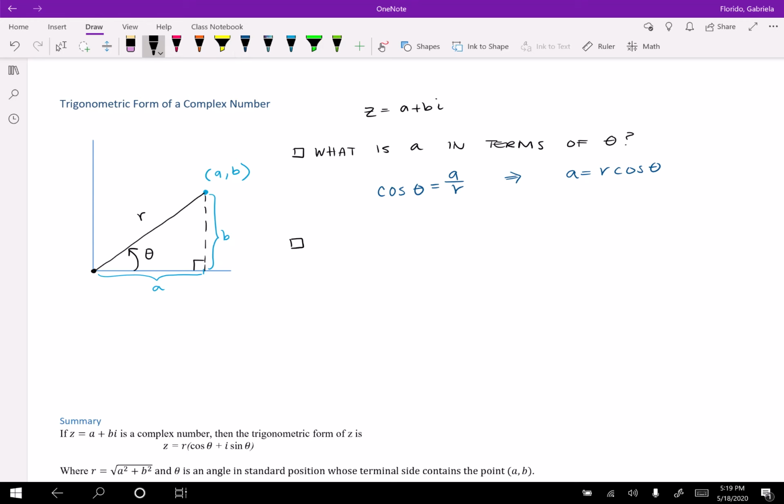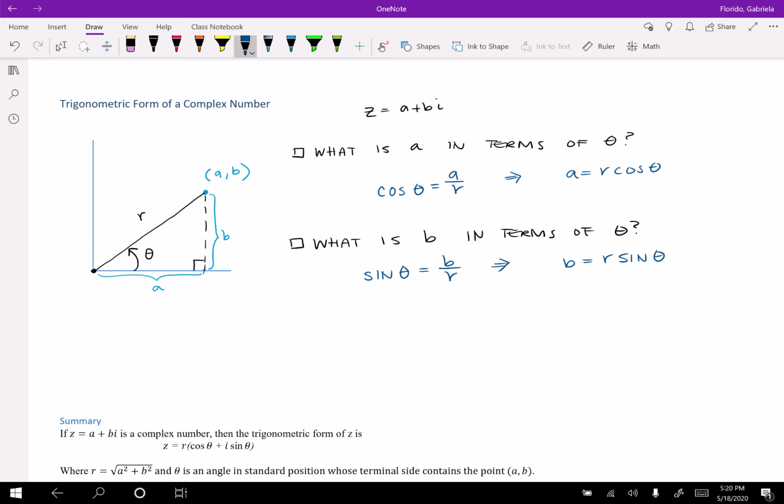Now we found a in terms of r and theta. Now we have to find b in terms of theta as well, and r. What is b in terms of theta? Here, b is the length opposite of theta, and r is my hypotenuse. The trig function we can use is sine of theta, which is b over r. Solving for b, we get that b is equal to r sine of theta.